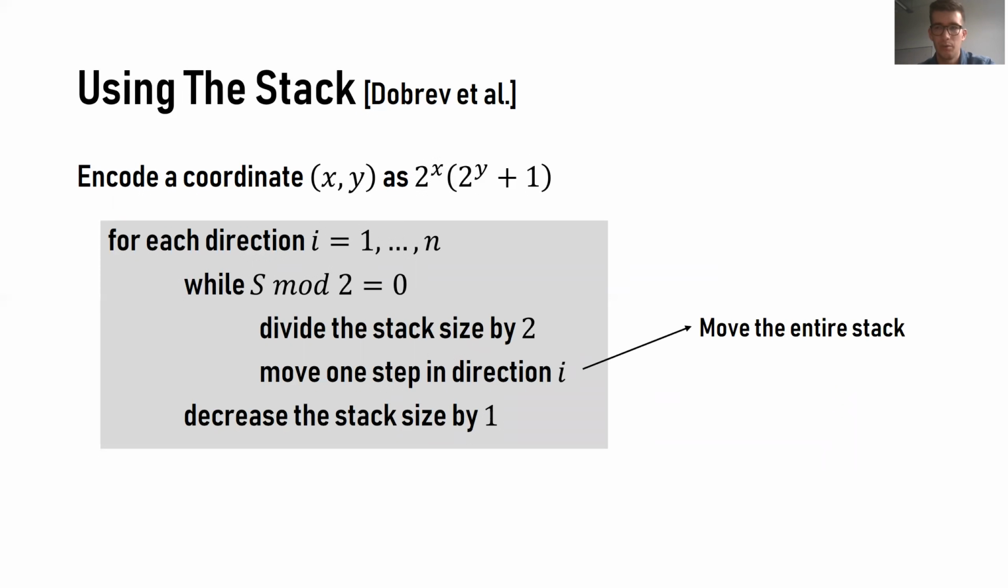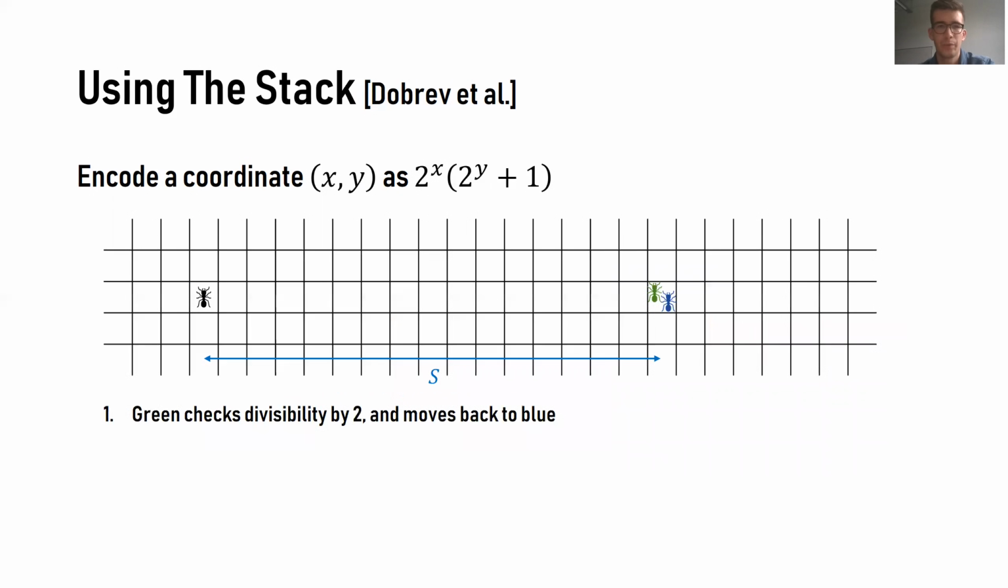Now, if we have some appropriate outer loop, this will eventually explore the whole grid. Now let's consider an example. At first, green checks divisibility by 2 by moving towards black, and then it moves back to blue. This value was 16, so it is divisible by 2.